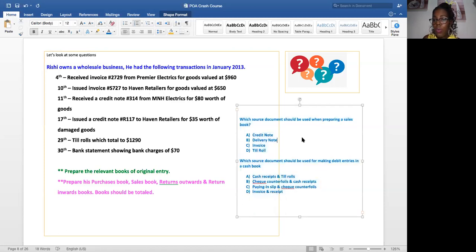Are we going to use a credit note? Are we going to use a delivery note? Are we going to use an invoice? Or are we going to use the till roll?